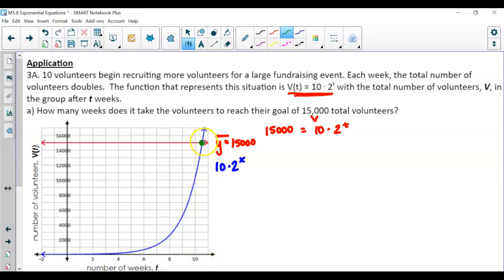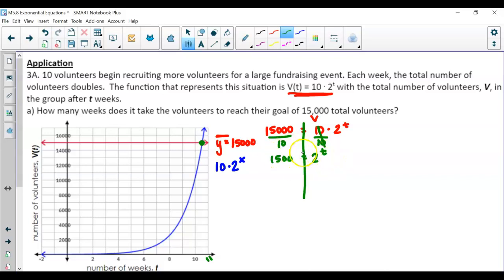So notice how here, where they're crossing, is about halfway between 10 and 11. So we're approximating 10.5. So now let's go through and solve, right? So here we have to get the exponential by itself, but it's being multiplied by 10. So what do we have to do? Divide by 10 now. So this is 1500 is equal to 2 to the t.